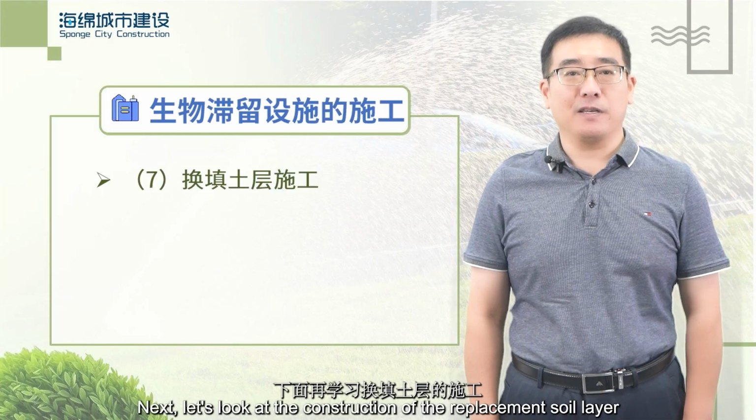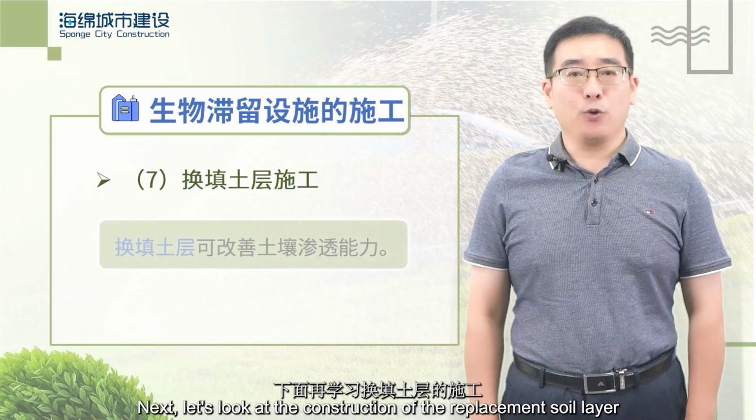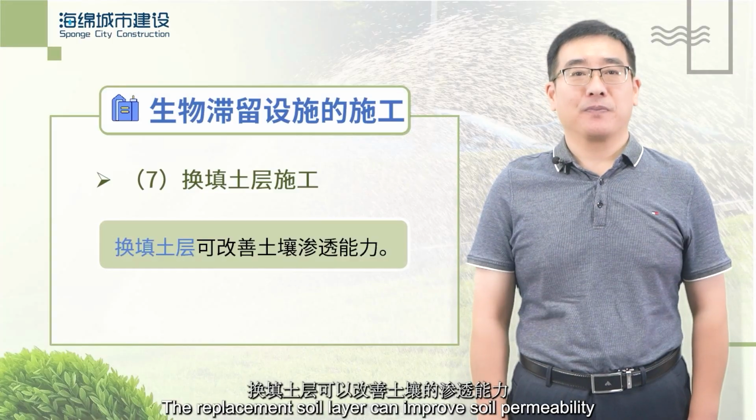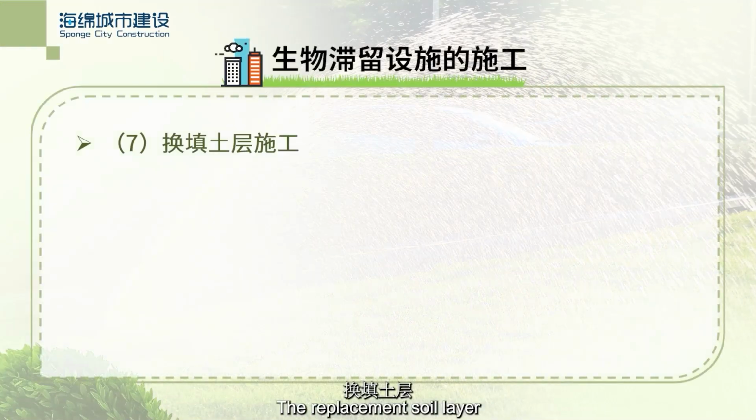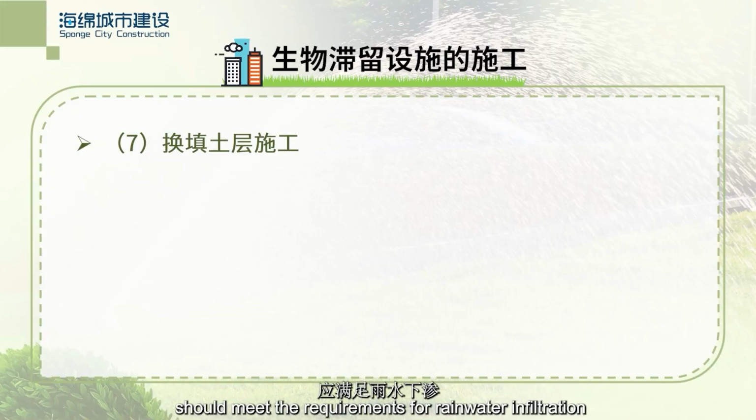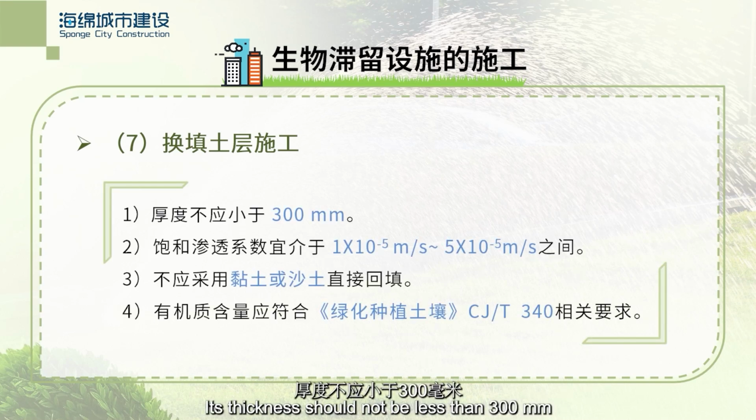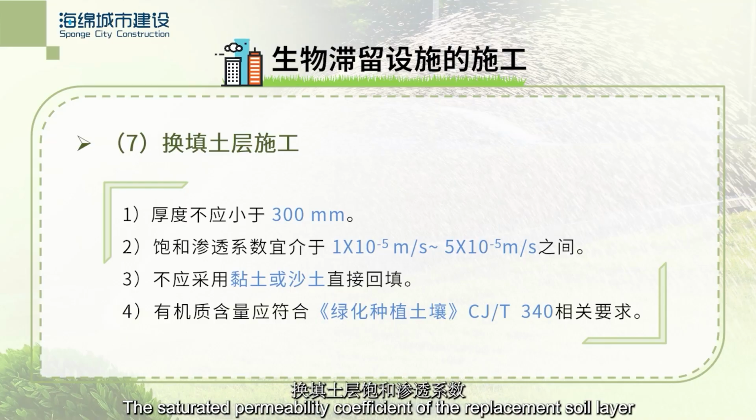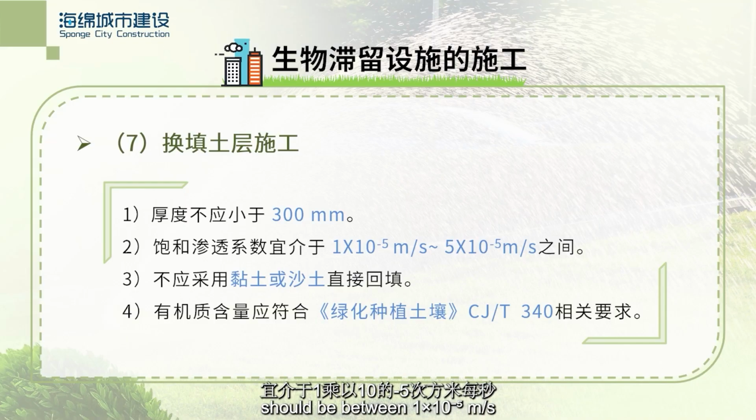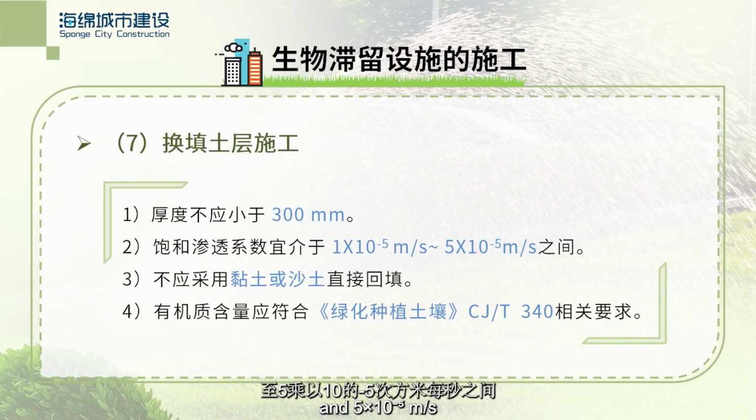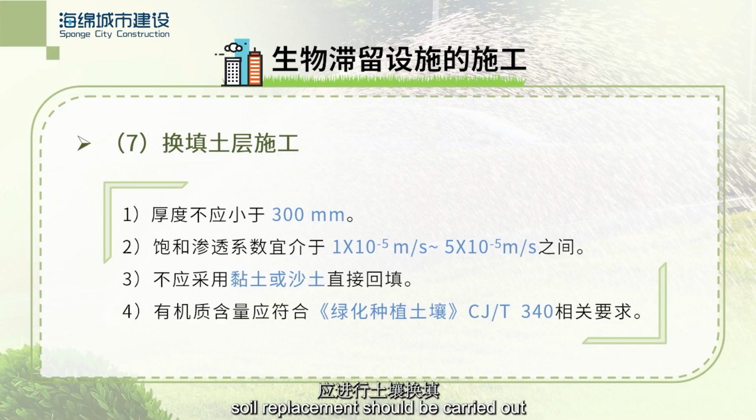Next, let's look at the construction of the replacement soil layer. The replacement soil layer can improve soil permeability. The replacement soil layer should meet the requirements for rainwater infiltration and plant growth. Its thickness should not be less than 300 millimeters. The saturated permeability coefficient of the replacement soil layer should be between 1 times 10 to the power of minus 5 meter per second and 5 times 10 to the power of minus 5 meter per second. If these conditions are not met, soil replacement should be carried out.